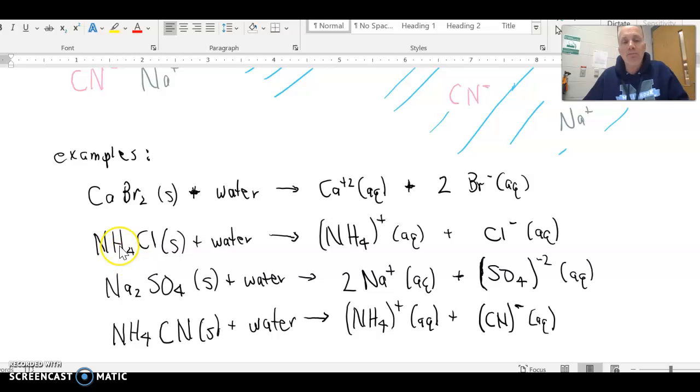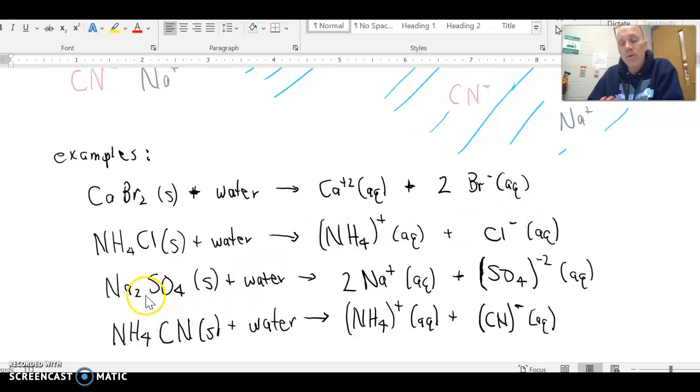In this case, we have ammonium chloride, all right? This is a case where the positive ion is a polyatomic ion, which is right here, and the negative ion is a monatomic ion. So notice when these dissolve, the ions break apart, but one of the ions is this polyatomic ion, and notice that the atoms within that polyatomic ion stay connected.